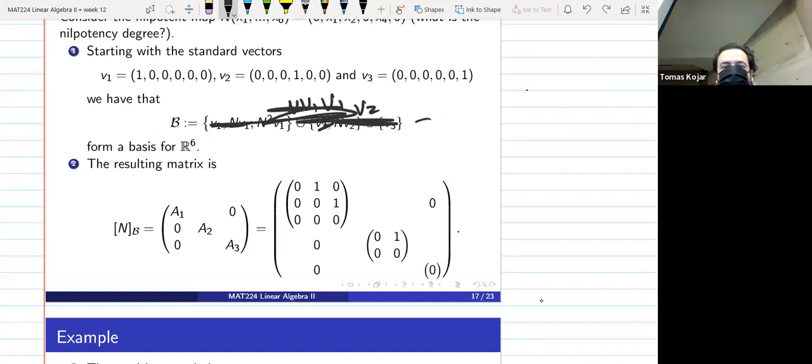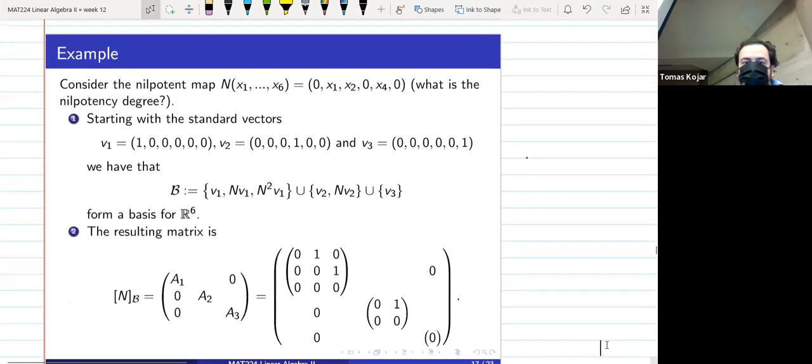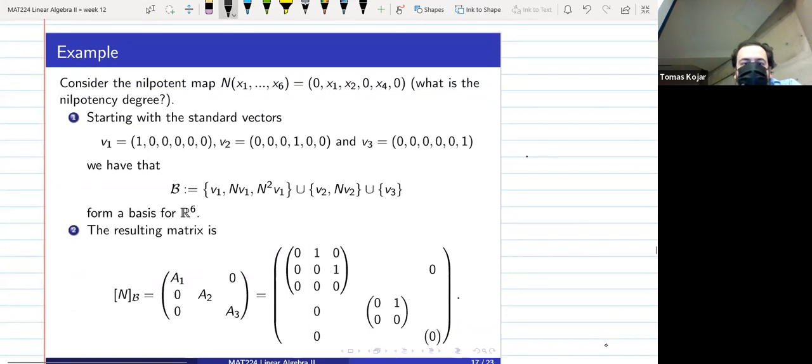So let me clean this up, and I will fix it when I go. This should be N V1, V1, and V2. Yeah, the ordering matters, because you want upper triangular. If you do it the other way, you get lower triangular. It doesn't really matter, but by convention, this is all convention, we want to have upper triangular.